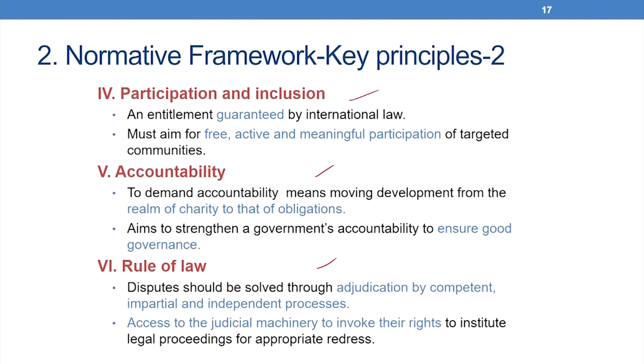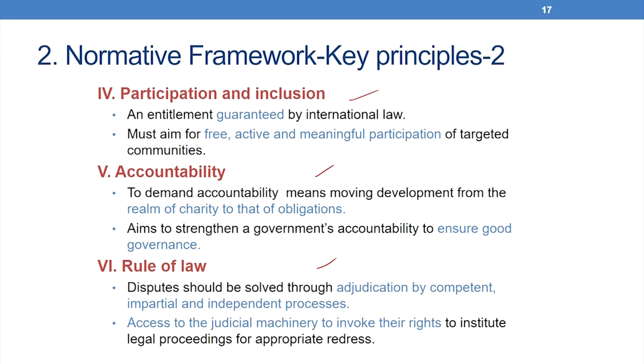If I am exercising my right to food, it does not mean that I give up my right to employment. So, there is an interdependence of these human rights, right to food and right to employment, and right to education and right to health, all together might go on to increase the well-being of an individual or a family. Similarly, participation and inclusion, which is an entitlement guaranteed by international law, must aim for free, active and meaningful participation of targeted communities.